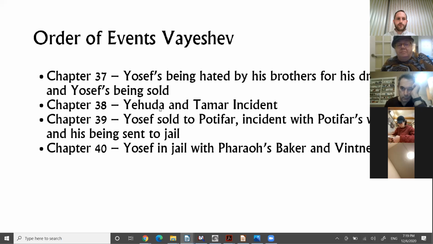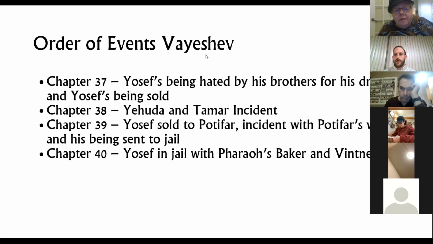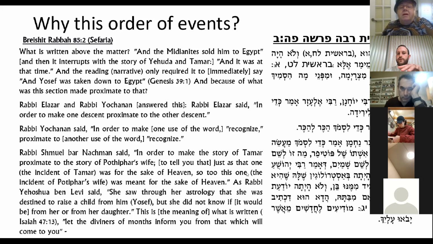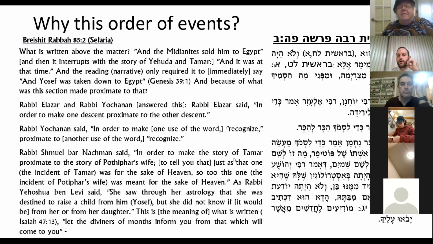So we're still trying to figure out what's going on. That's where this Midrash comes in. It's asking about this interesting insertion of the Yehuda and Tamar story in the middle of Yosef's sale. Why is it in the middle? Now before we look at the Midrash's answers, let me go back to the empty page so we're not distracted by the answers. And what could it be?